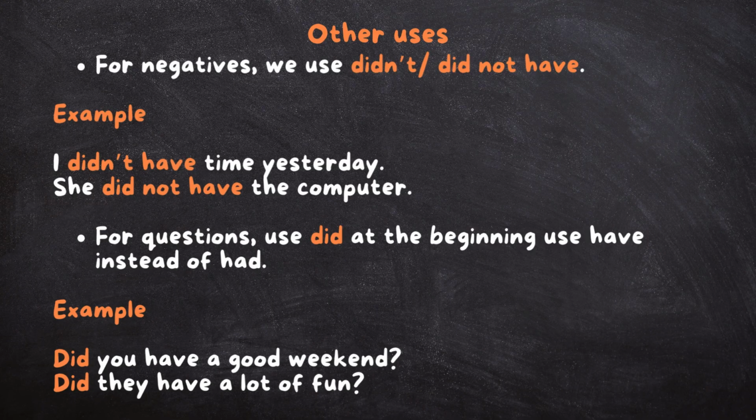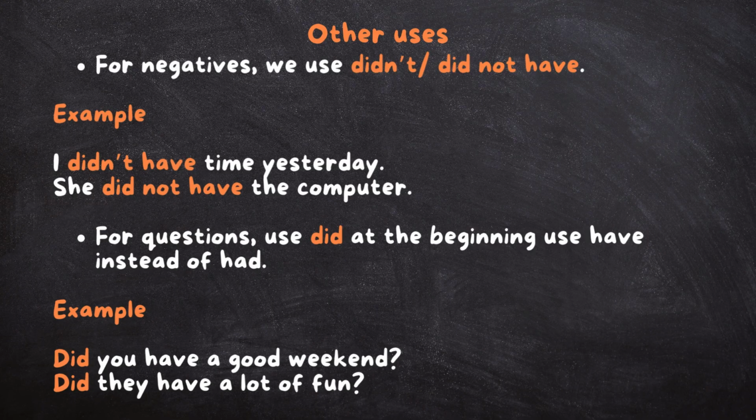And for questions too, we use did at the beginning of the sentence, and then we use have instead of had. So remember, when you need to talk about something in the past and you need to use the verb to have, you don't do anything to it. The only thing you need to do is, if it's a negative, add didn't or did not before have. And then if it's a question, begin the question with did and then the subject, and then you add have and then the rest of the sentence.